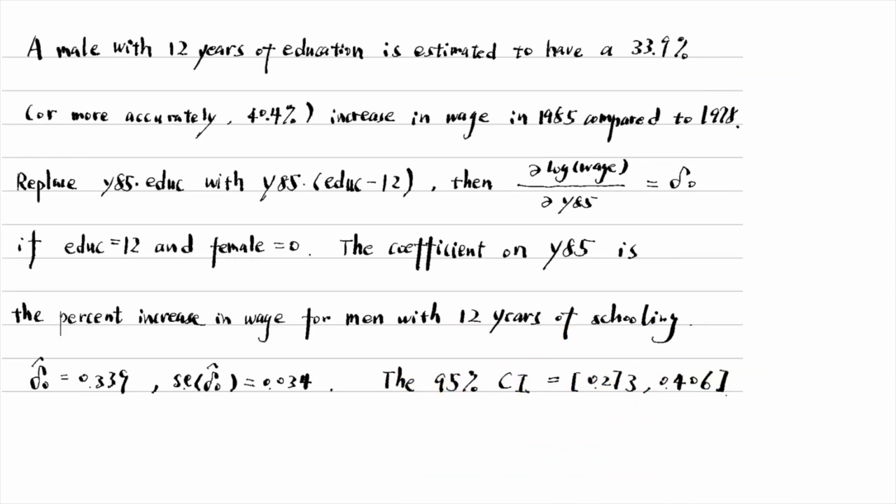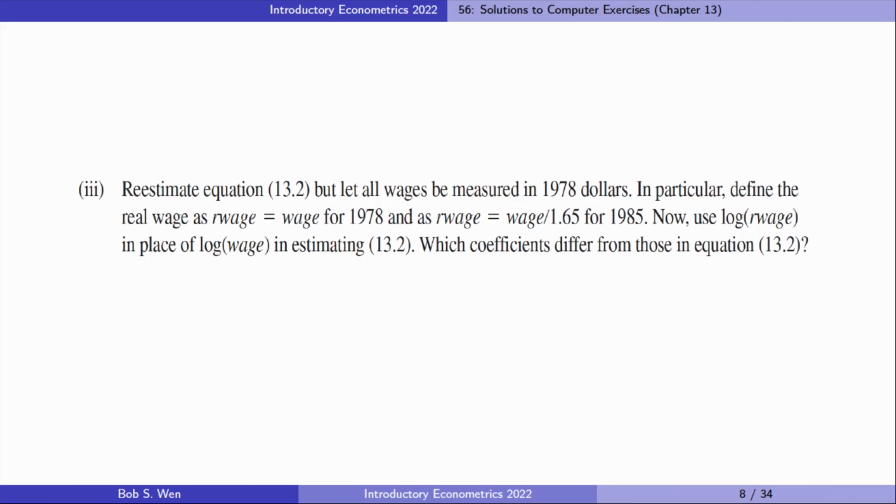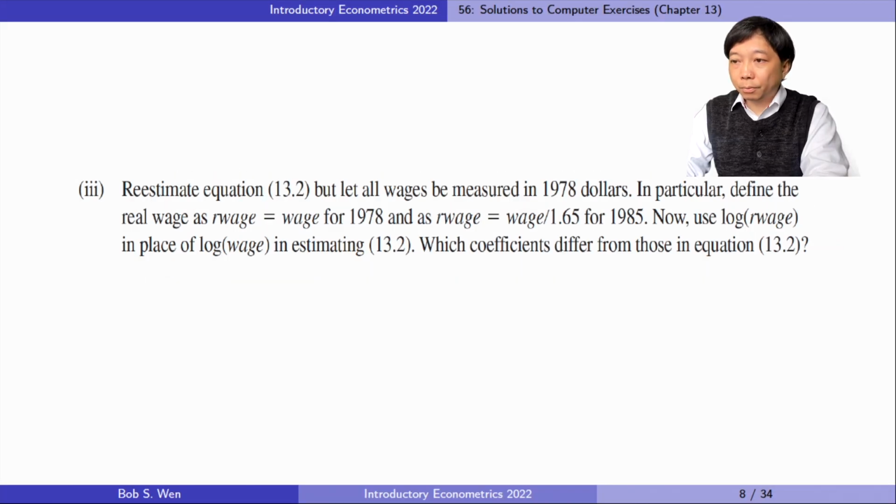The 95% confidence interval is from 0.273 to 0.406. In part 3, we re-estimate the model with the real wage instead of the nominal wage. Which coefficients differ from those in equation 13.2?